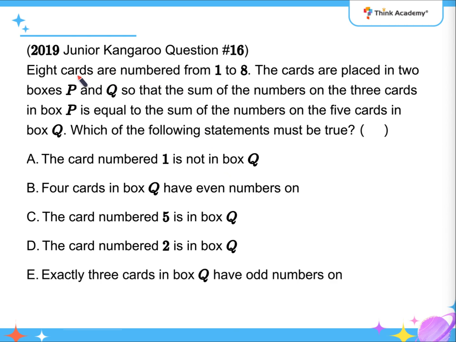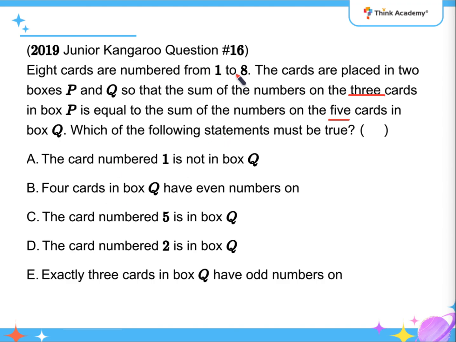Question number 16, it says 8 cards are numbered from 1 to 8. They are placed in 2 boxes such that the sum of the numbers on the 3 cards in box P is equal to the 5 cards in box Q. So which of the following statements must be true?